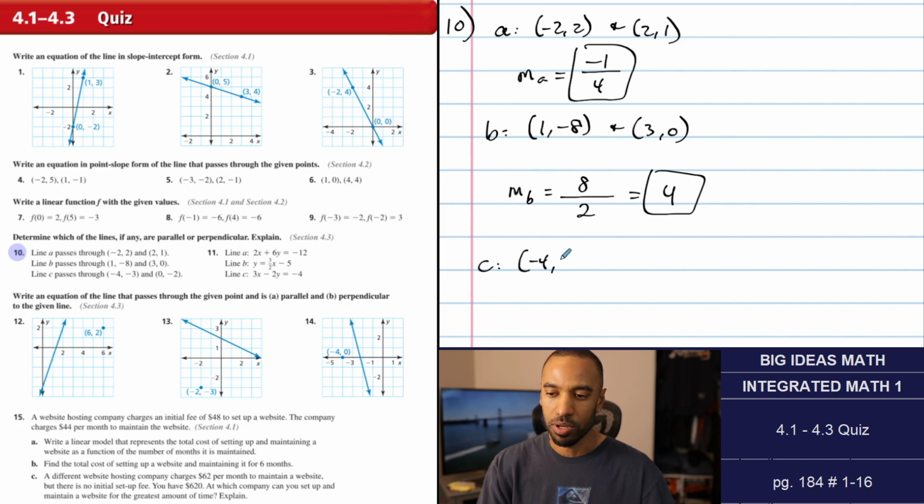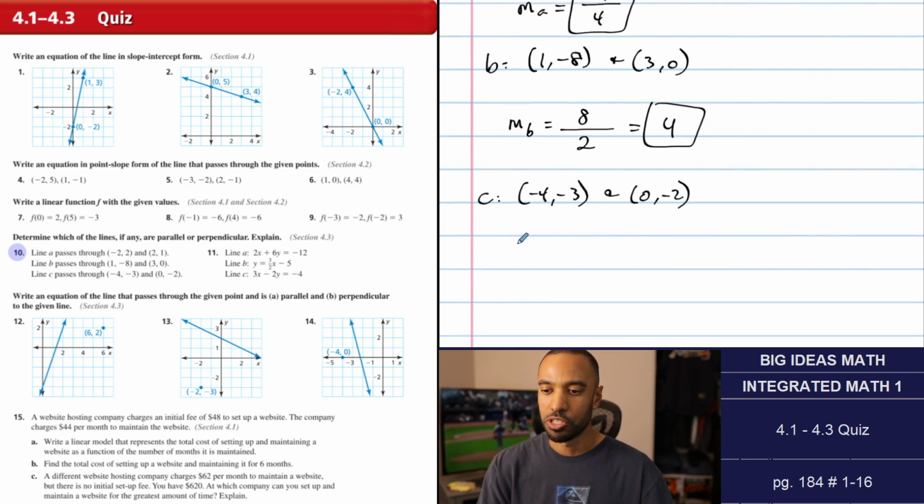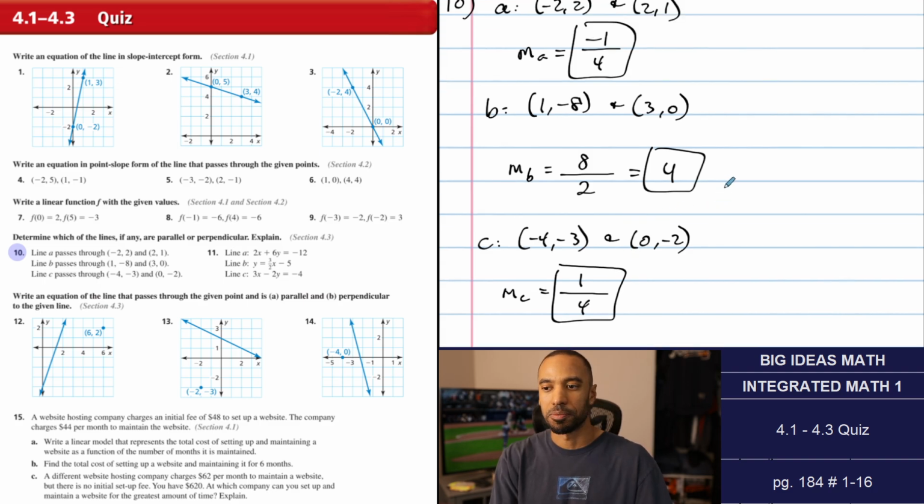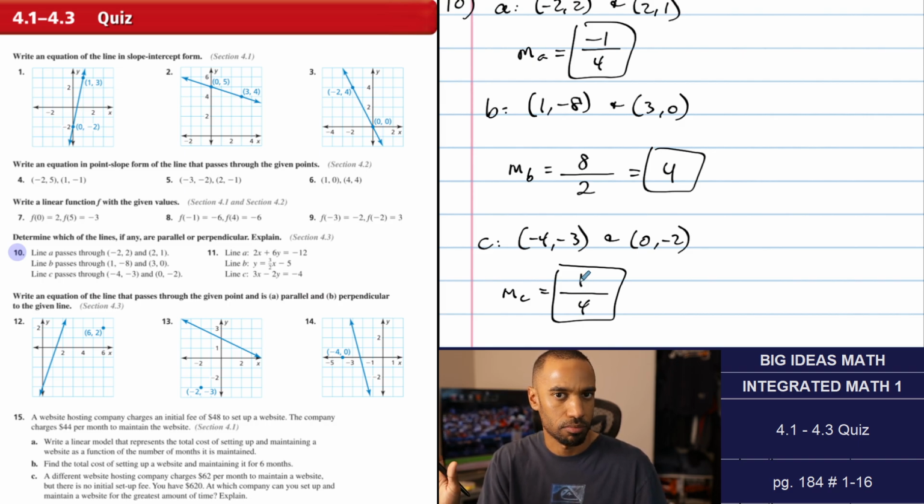Line C has points -4, -3, and 0, -2, excuse me. From -4 to 0 is a run of 4. From -3 to -2 is a rise of 1. So that's 1/4. So let's compare these. Are any of them the same? No. That's a -1/4. That's a +1/4. And I'm assuming that I actually didn't mess up here. And that's a 4 here. So none of these are the same.